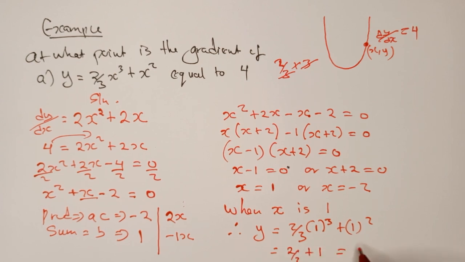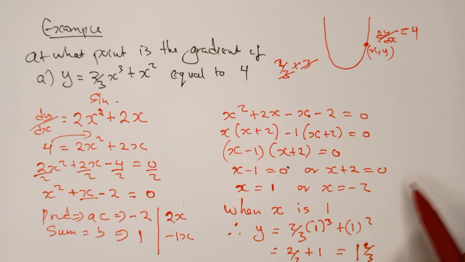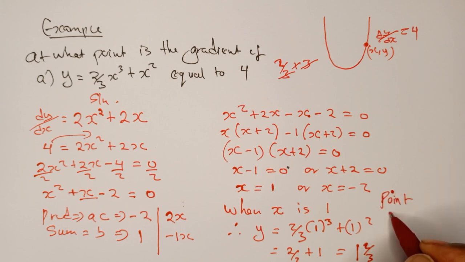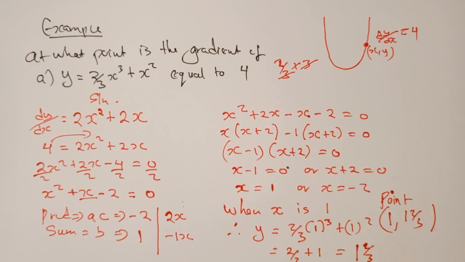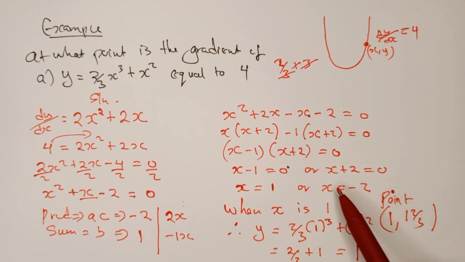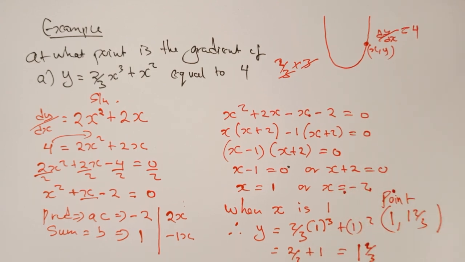So this one is the same as 2 over 3. So when x is 1, the point is 1, 2 over 3. That is the point when x is equal to 1. What about when x is equal to negative 2?